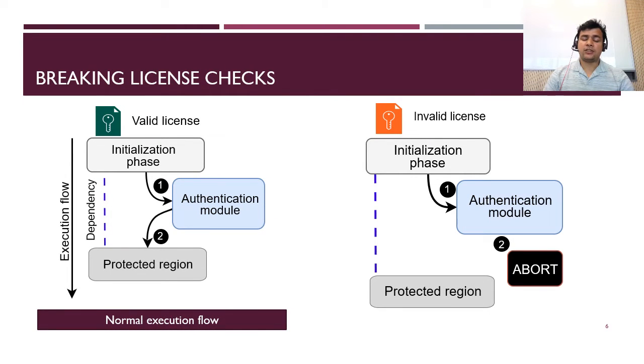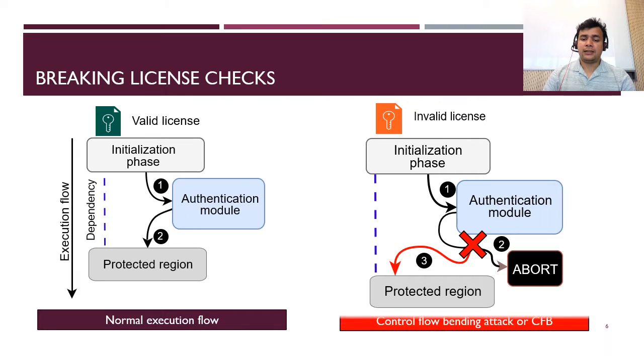If the user does not have a valid license file, then the authentication module will abort the application because the validation of the license file will fail. However, there is a certain class of attacks called control flow bending attacks that basically hijacks the control flow. And even if the license is not valid, the execution can go to the protected region.